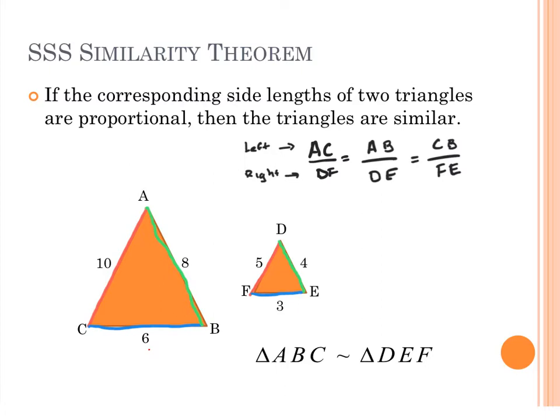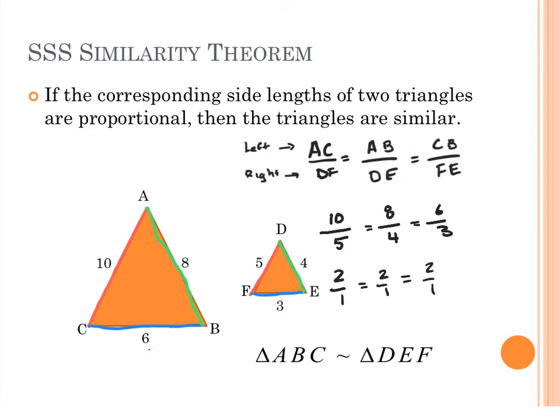So now I'm going to start matching those up. AC is 10, DF is 5. AB is 8, and DE is 4. We've got BC is 6, and FE is 3. So we've got those three fractions set up. We just need to verify that they are all three proportional, that they all have the exact same measurement when reduced. So we get 10 over 5, when we reduce that, we get 2 over 1. 8 over 4 is 2 over 1. 6 over 3 is 2 over 1.